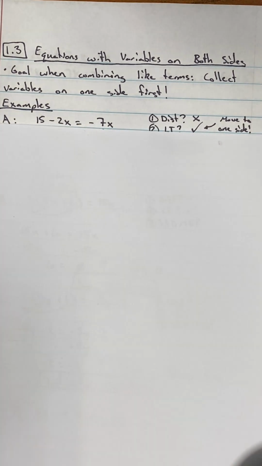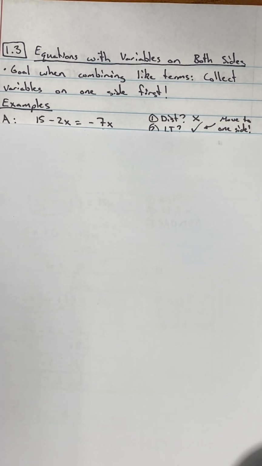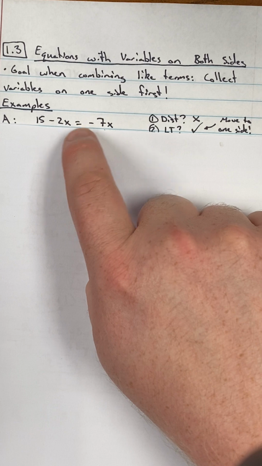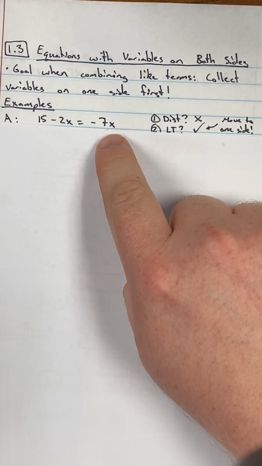For example, example A, we have a negative 2x and a negative 7x on different sides of the equation. Notice that? The equal sign is like a barrier. That means I can't combine these two. I can't just put them together like I was doing before. What I need to do is move one of them first. We're not going to move the negative 7x.